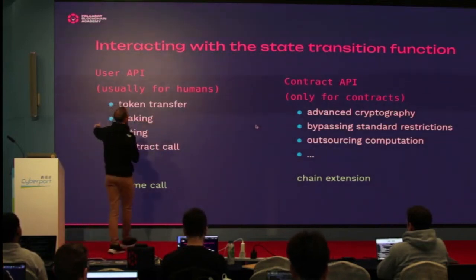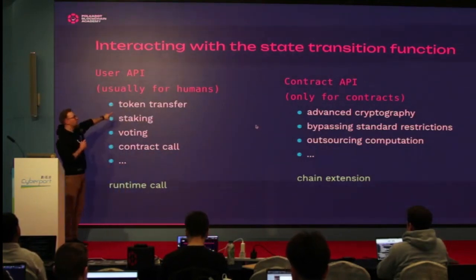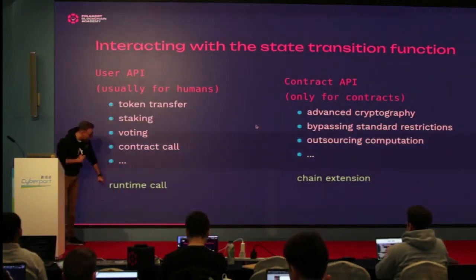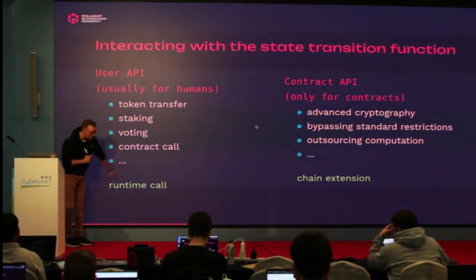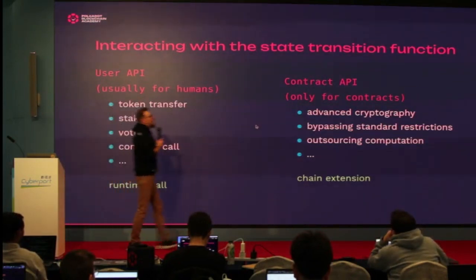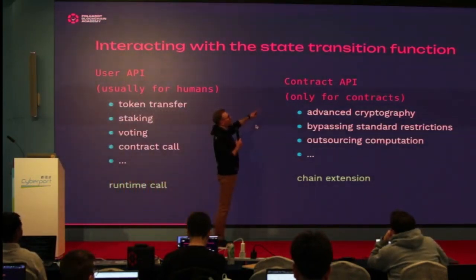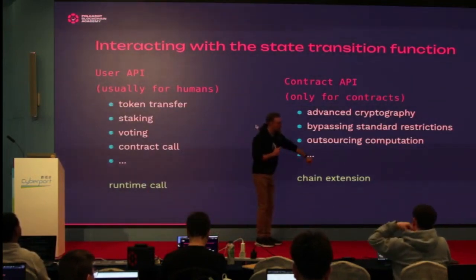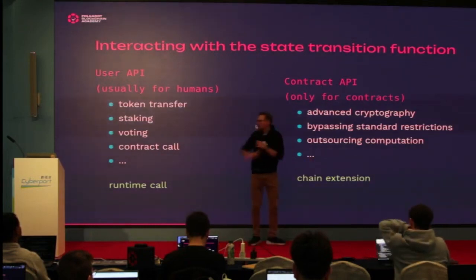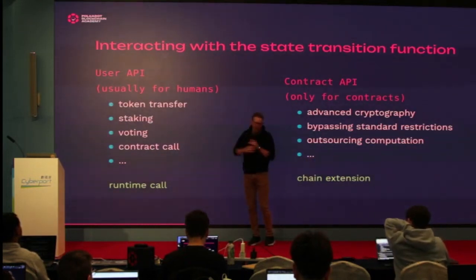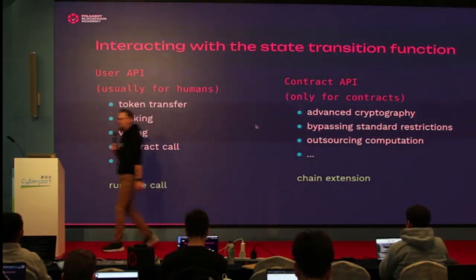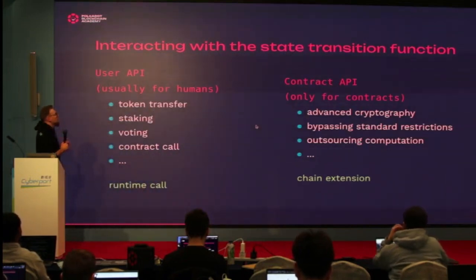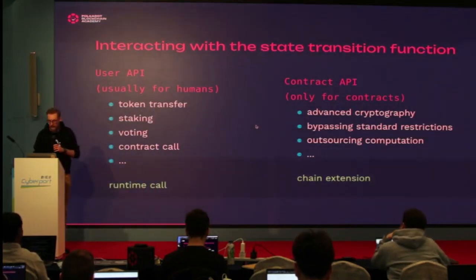We can either try to act as a person, as a human, and this will be called a runtime call. So if a contract calls the runtime, the state transition function, it is called a runtime call. But when a contract calls a special method just for contracts, it is called a chain extension. Why extension? Because we are extending the standard chain API by this method. This is usually a bit confusing, so I've got some pictures to make it more appealing.